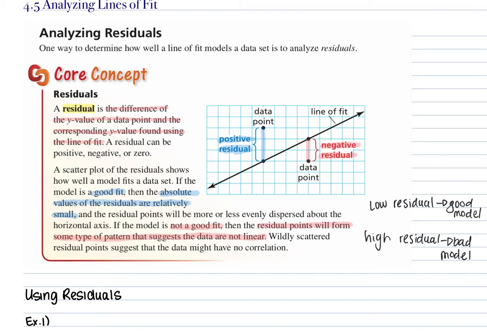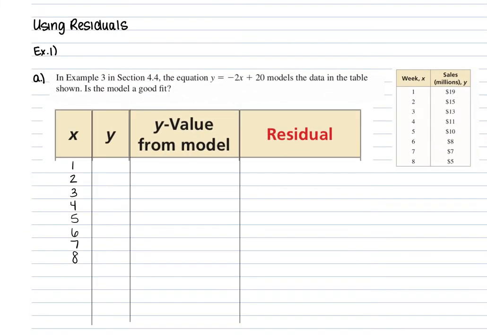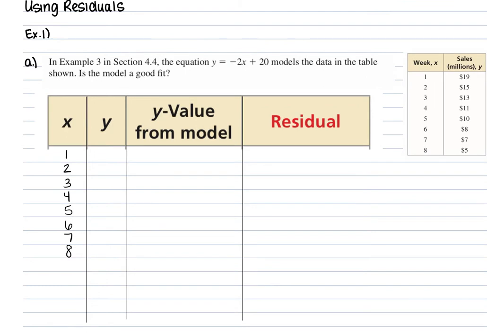Do the second slide. And let's go ahead and do our first problem. Okay, so in example 1, it says that the equation y equals negative 2x plus 20 models the data in the table shown, and it's asking us, is the model a good fit? Okay, so go ahead and outline the y equals negative 2x plus 20. Label that your model. So that's essentially our line of fit, okay?